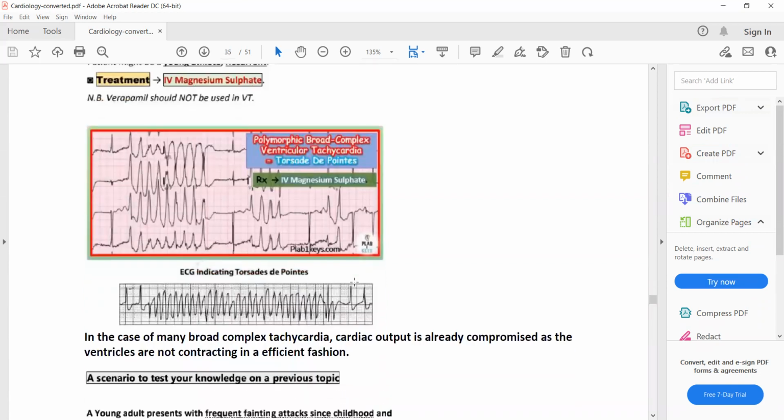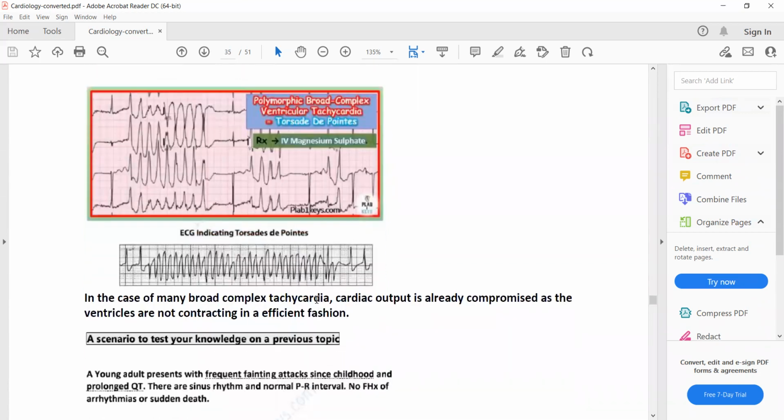Here is another ECG of Torsades de pointes. You can see in this diagram that the QRS complexes are broad and they have many shapes. Some QRS complexes have a larger amplitude and some have a smaller amplitude. So they are basically polymorphic, broad QRS complexes. This makes the diagnosis Torsades de pointes, because polymorphic broad complex tachycardia is Torsades de pointes.